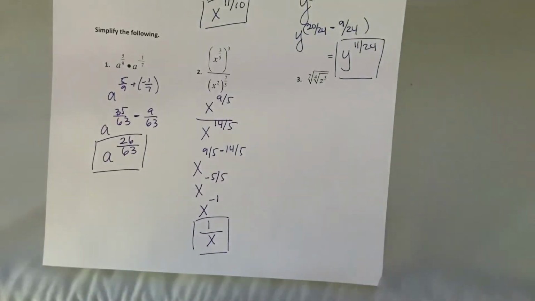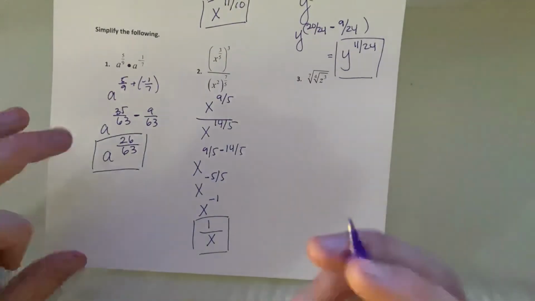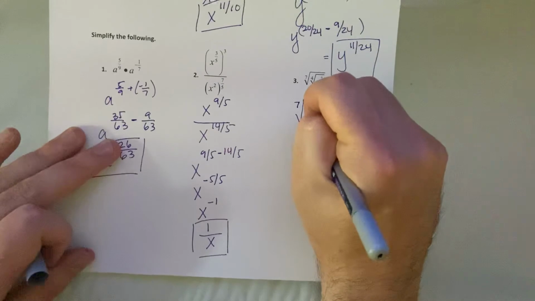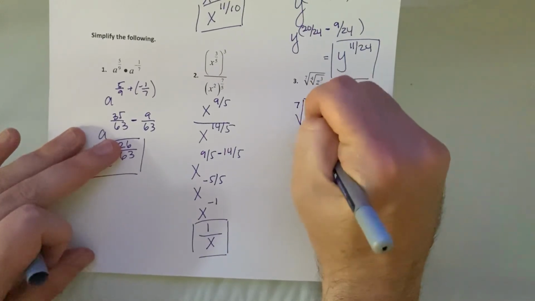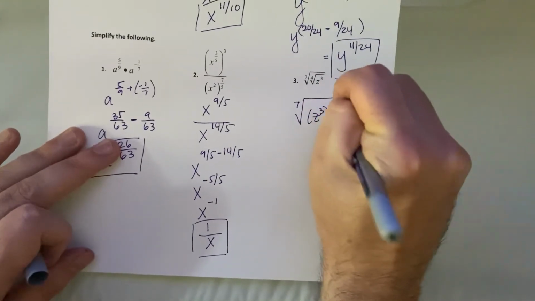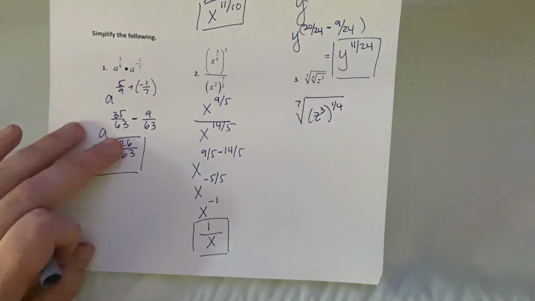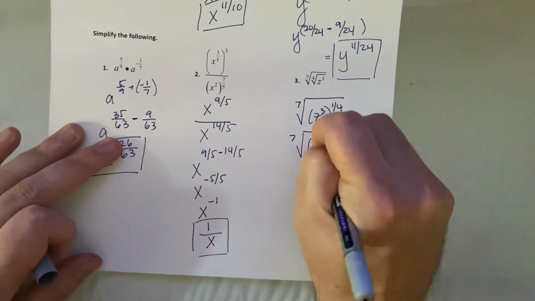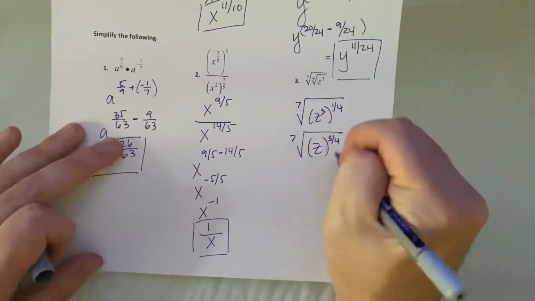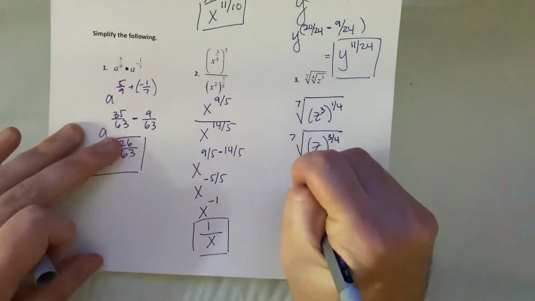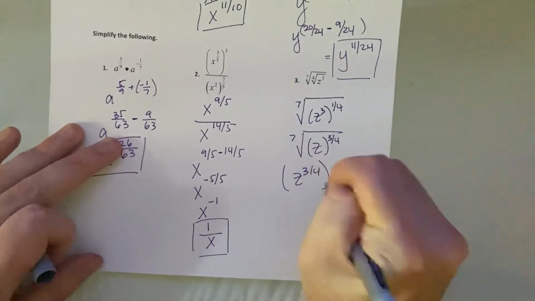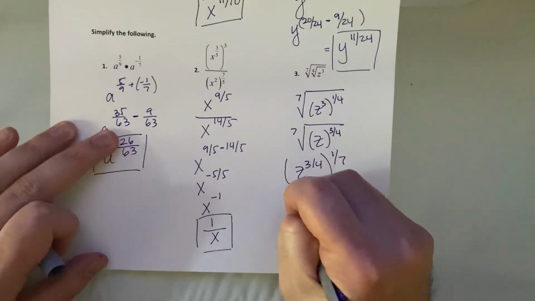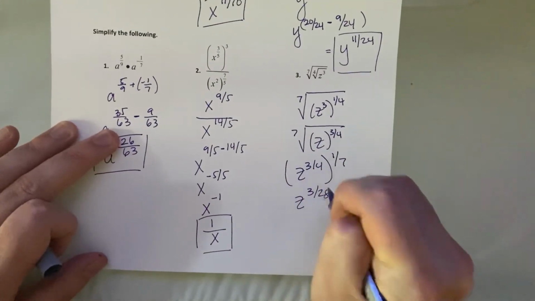And lastly, the 7th root of the 4th root of z to the 3rd. So let's work on just the inside of the 7th root first. This is the 7th root of z to the 3rd to the 1/4 power, because it's a root. So that's the 7th root of z to the 3/4. Now the 7th root is also a fractional exponent, so we've got z to the 3/4. This becomes times 1/7. And again, we multiply powers. This is z to the 3/28 power.